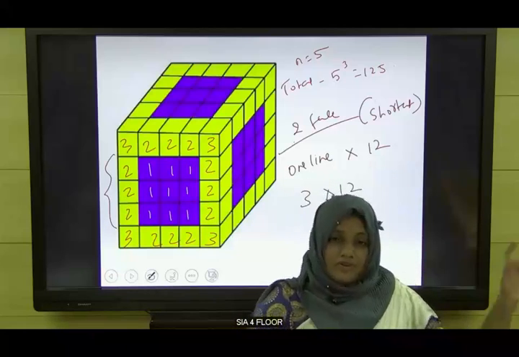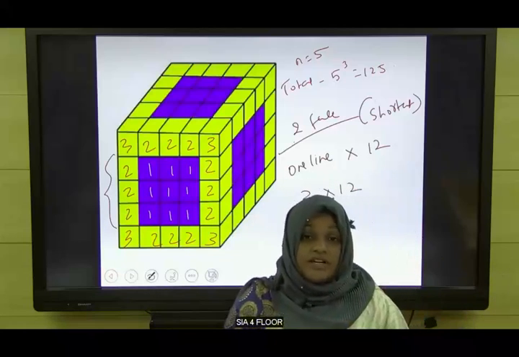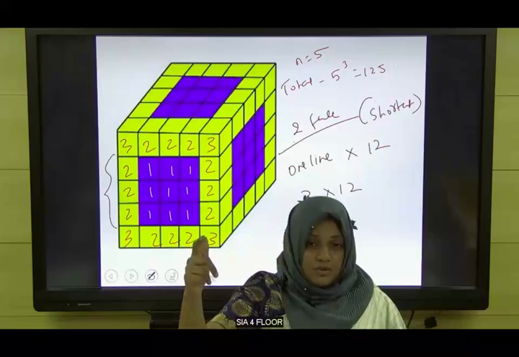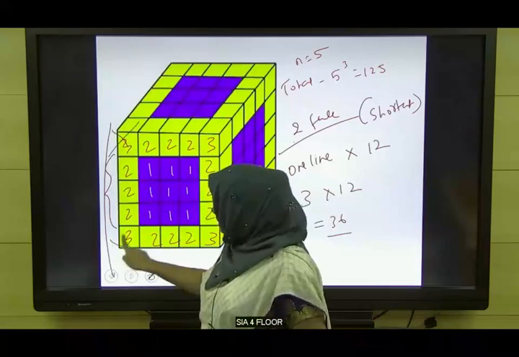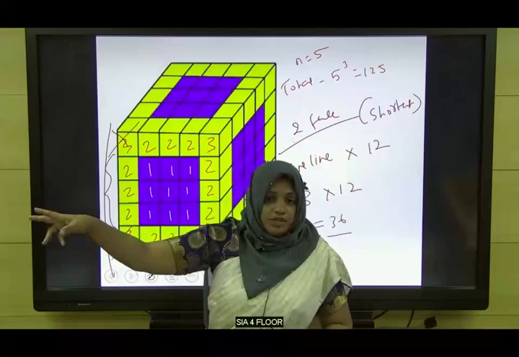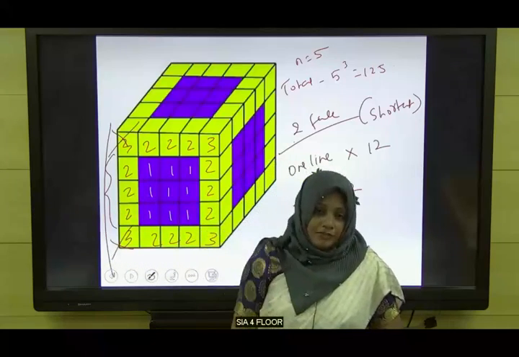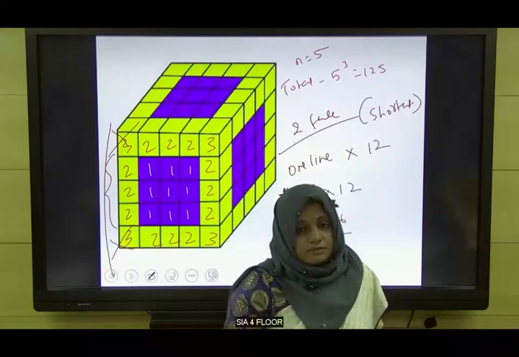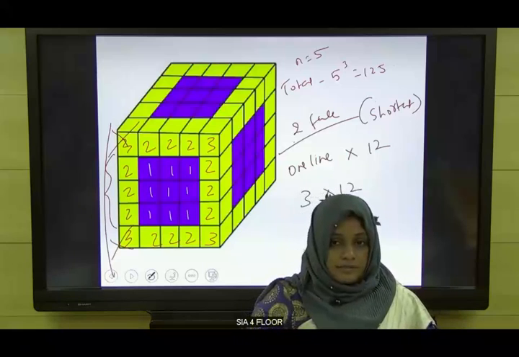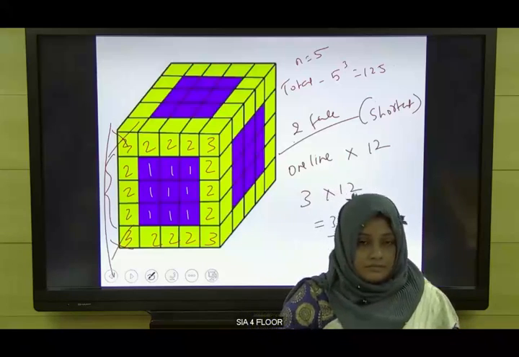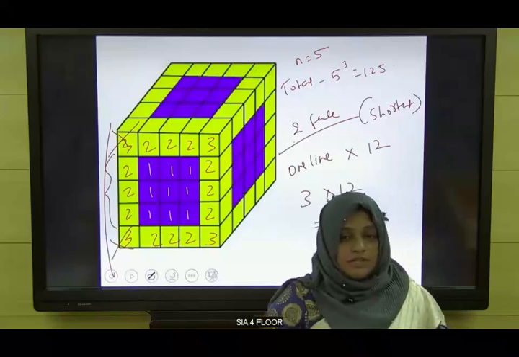Okay, actually the formula is 12 into n minus 2. You know what is n minus 2? N is the entire line, but we are not taking these two which are at the top and the bottom, so we are removing 2 and then multiplying that with 12. Got it?